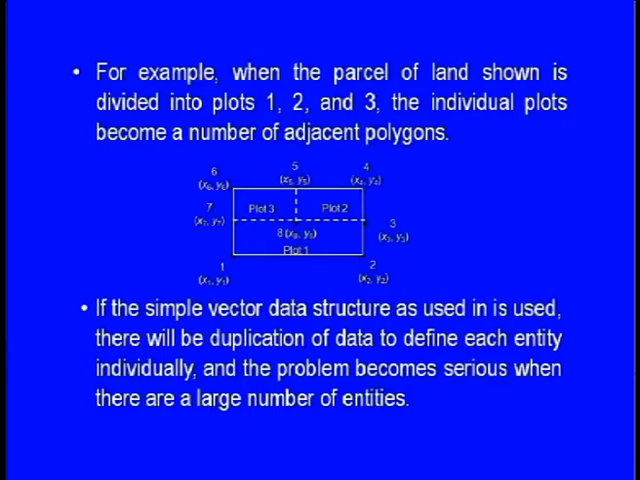consisting of polygons which are 1, 2, 3 and 4, which has been designated as plot 1. Then plot 2 consists of points 3, 4, 5 and 8, while plot 3 consists of points 8, 5, 6 and 7. If the simple data structure is used, here there will be duplication of data to define each entity individually, and the problem becomes serious when there are a large number of entities.